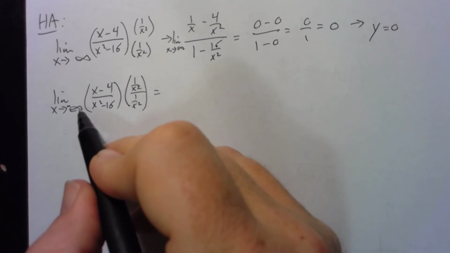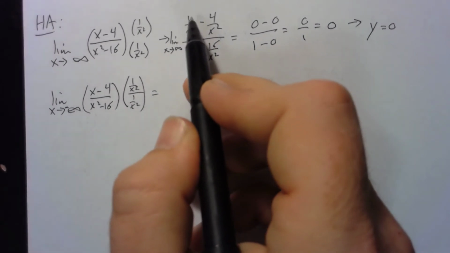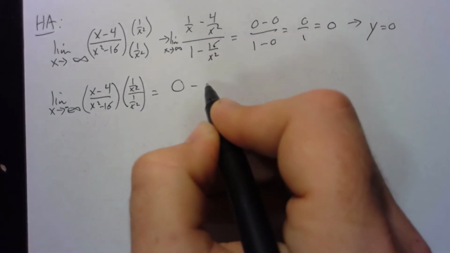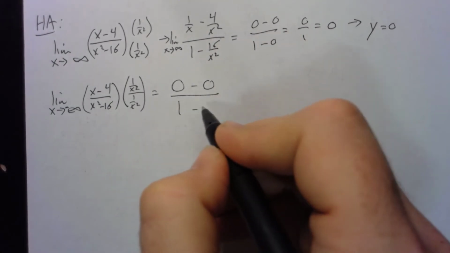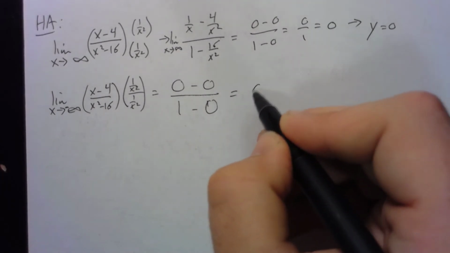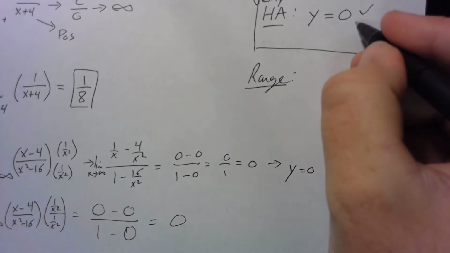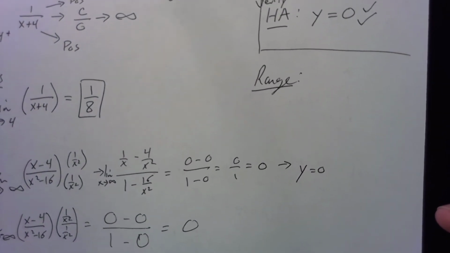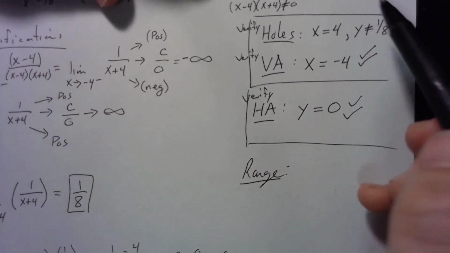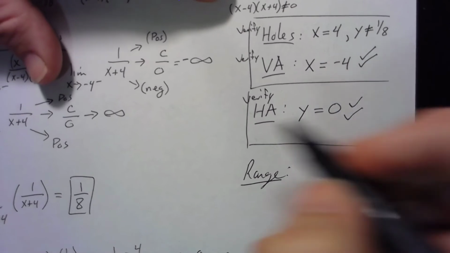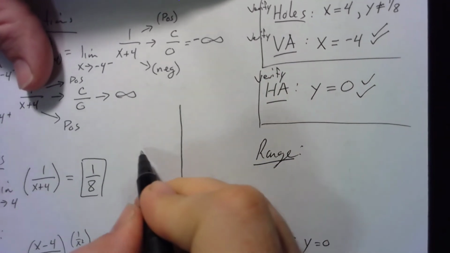As x goes to negative infinity, sure, this approaches a negative number, but it is still approaching 0. And therefore I get 0 minus 0 divided by 1 minus 0, giving me the value of, once again, 0 overall. That checks the horizontal asymptote from the other side without any issues. So, given that I've identified the domain, the holes, the vertical asymptotes, and the horizontal asymptotes, I should be able to sketch this graph. I'm going to do it right here.